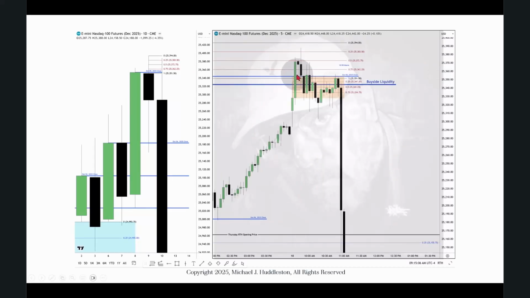And then that happens. Inversion fair value gap. Small little volume imbalance in here. You'll check your price to see it. It's very small, but it's there.